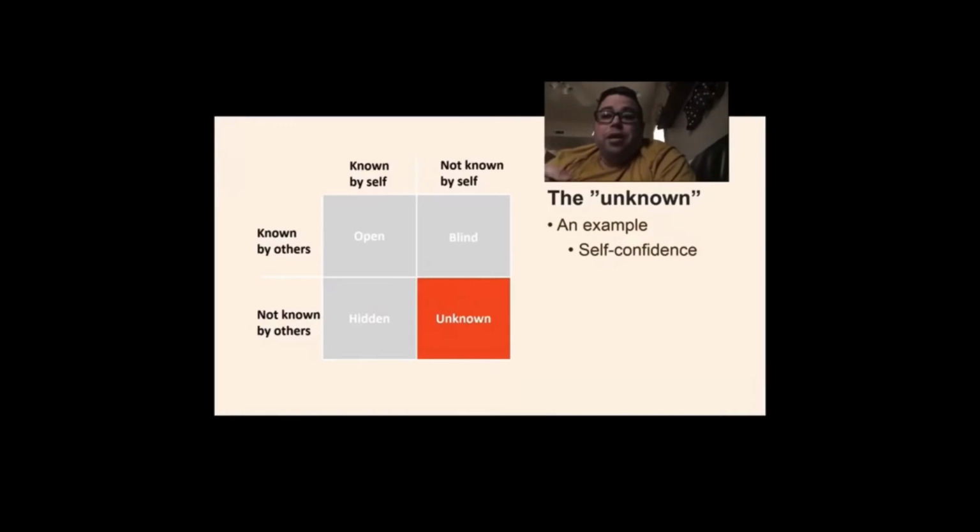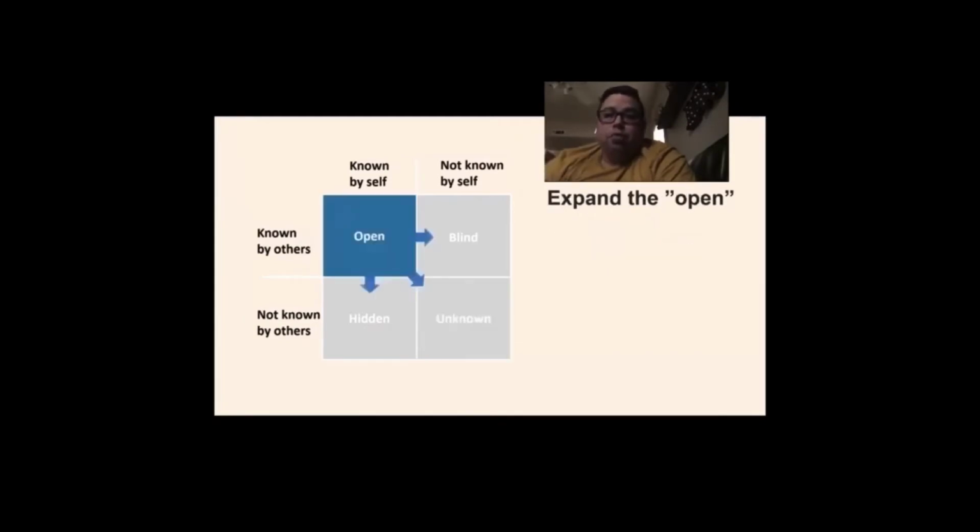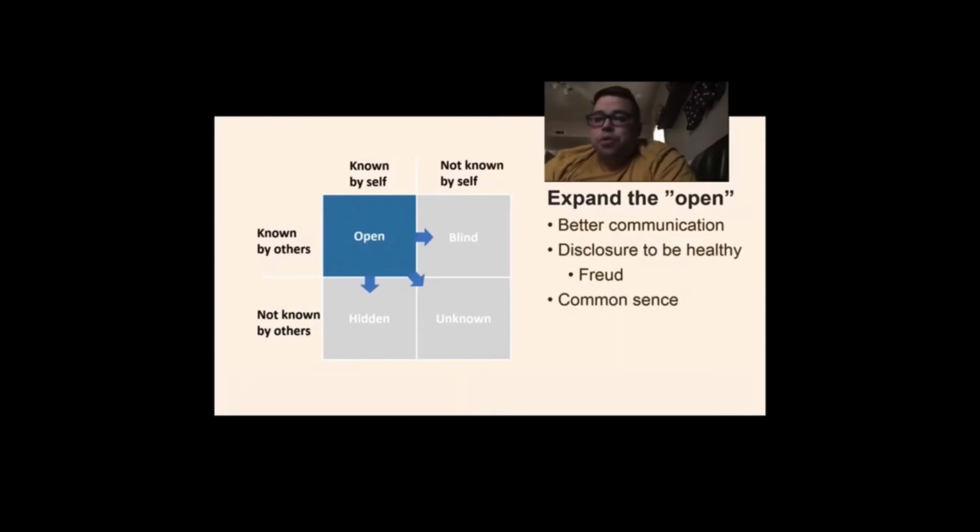So in order to expand the open spots, there's a couple of different things that you can do. And it involves better communication with yourself, but also better communication with other people. So disclosure can be healthy. If you look at some of the big shrinks, the mental health people of the day, then they say that the more open you are, the better off you're going to be. But common sense dictates that you don't want to know everything about somebody, and they don't want to know everything about you. So we definitely want to make sure that we are not oversharing, that we're not doing things that are going to hurt ourselves.